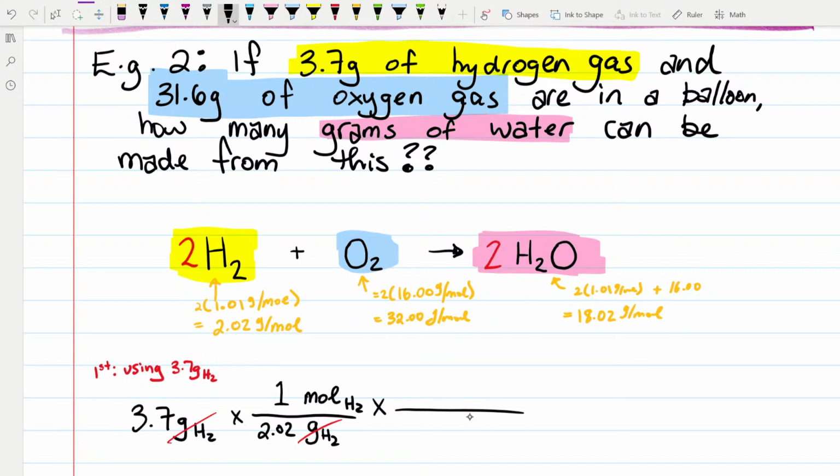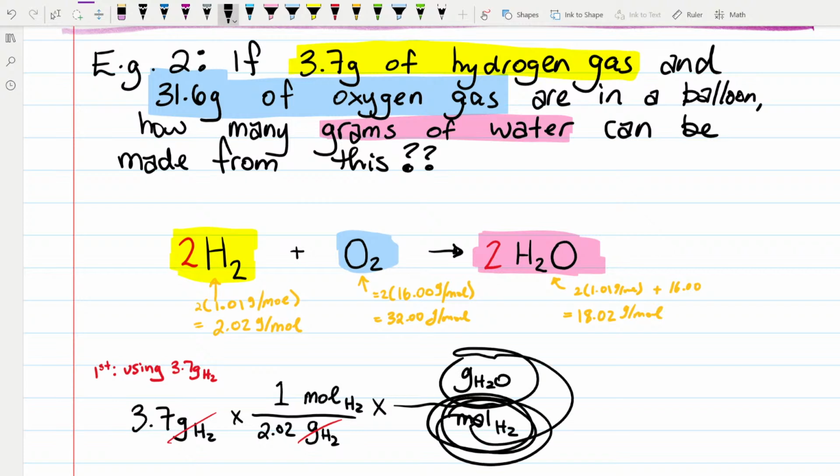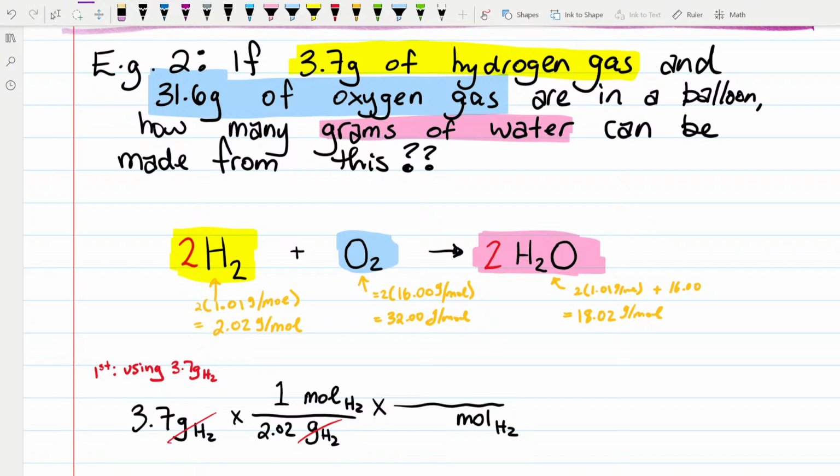So I don't want moles of hydrogen, so where is it going to go? That's right, it goes on the bottom. And I'd like to just put grams of water up here. The problem is, can we go from moles of one thing to grams of something else? And we'll say, no, absolutely not. So we can only go from moles of one thing to moles of something else. And where do we get that information? Well, we get that information from the balanced chemical equation, right?